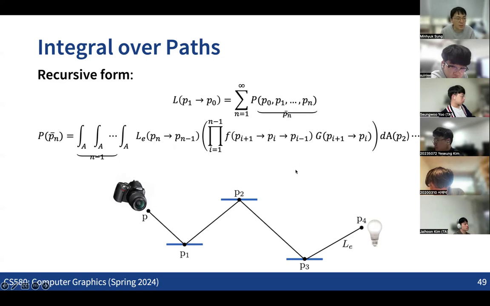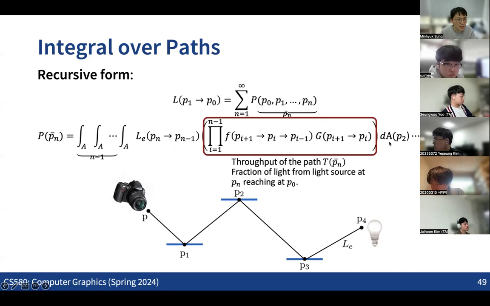For simplicity, we're going to name this term the throughput of the path, denoted as T. This equation basically has the meaning of calculating the reflection of the light from the light source at the end point of the trajectory, reaching the first point at the image plane. So that becomes this complicated formulation.